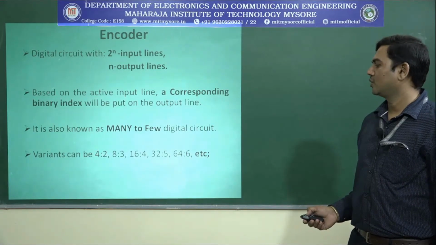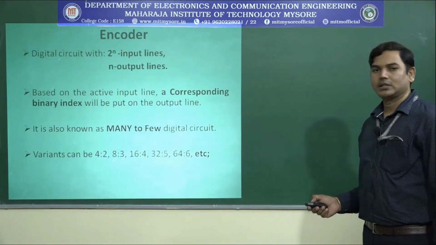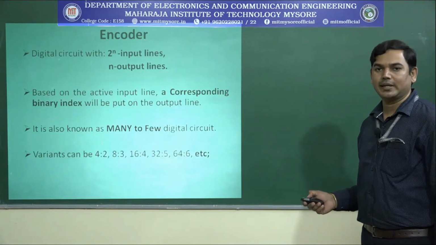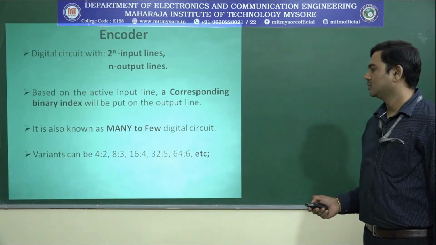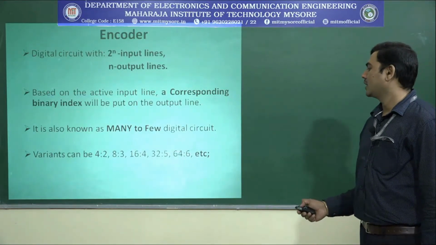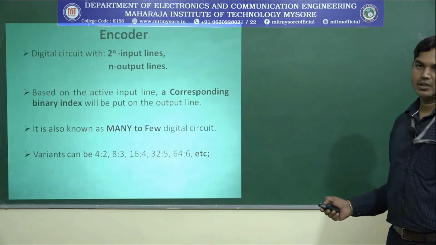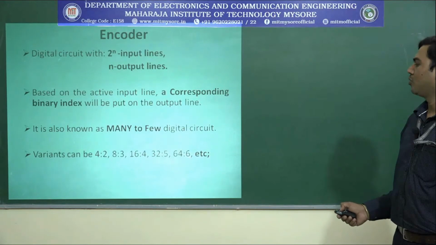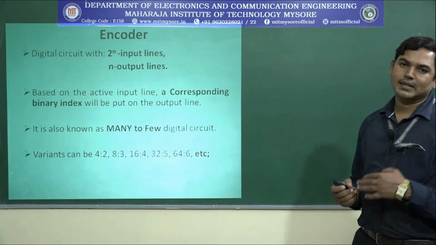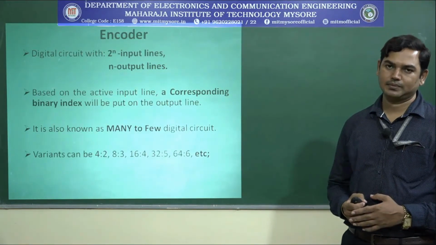So, a 4:2 encoder. If there are 8 input lines, 8 can be written as 2 power 3, and that digital circuit should have 3 output lines. Similarly, if I take 64, 64 can be written as 2 to the power 6. So, that power 6 should be the number of output lines of an encoder. An encoder does exactly the opposite of a decoder, which we discussed in the previous session.